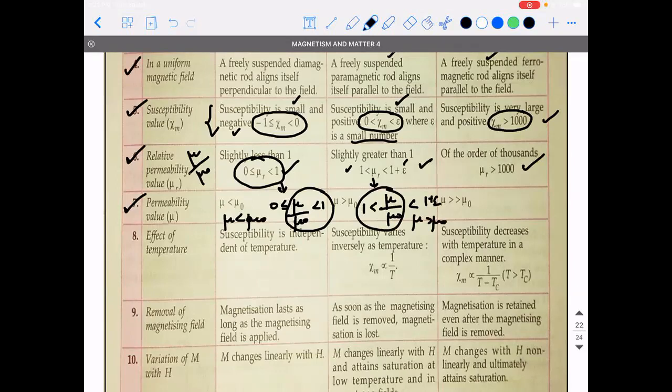Yes, sir. In a similar way, here mu divided by mu naught is very much greater than 1000. So mu will be very much greater than mu naught, because mu is 1000 times more than mu naught. So that is why it is written as very much greater than mu naught, where mu naught is the permeability of free space and mu is the permeability of the magnetic substance. Is that clear?